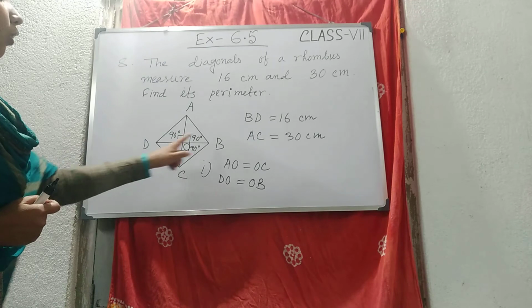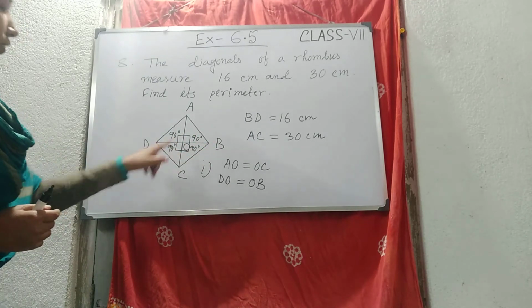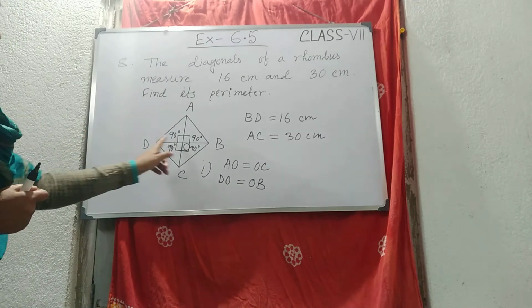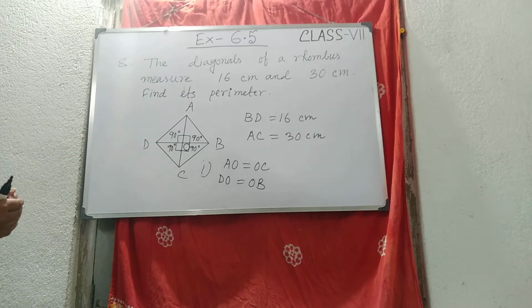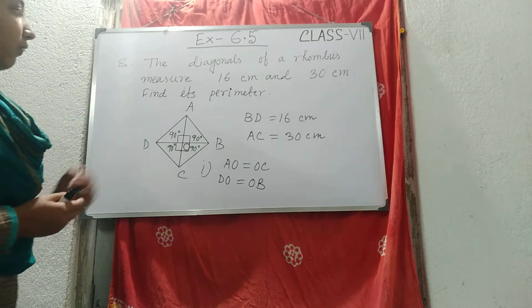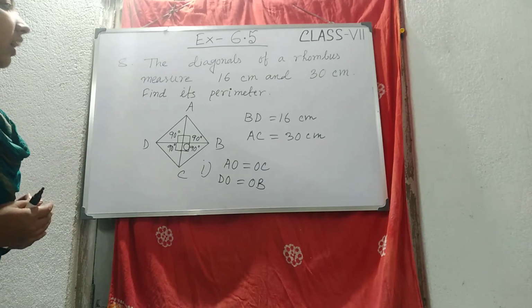First AOB, one right angled triangle. Second BOC, one more right angled triangle. Third DOC, and the fourth DOA. We have got 4 right angled triangles. Now before that, as I have already told you, diagonals bisect each other for any rhombus.